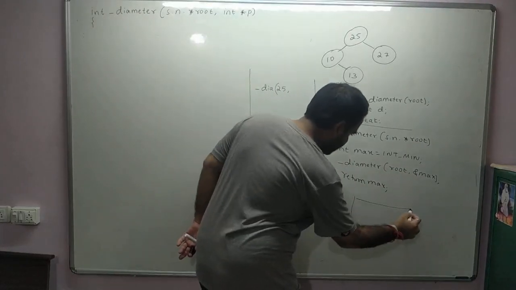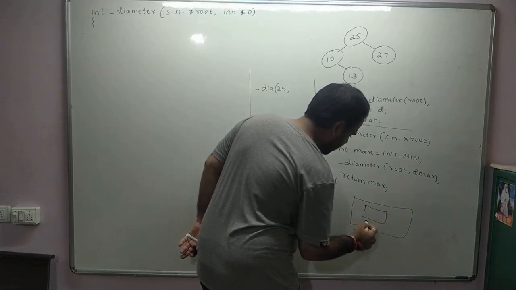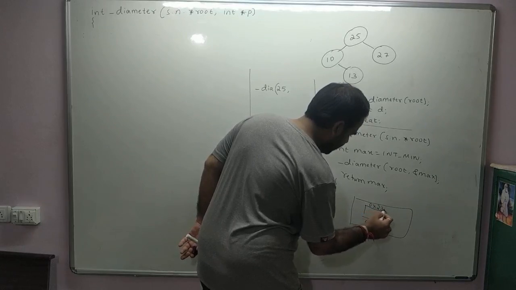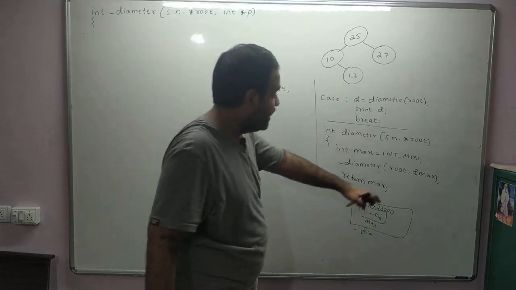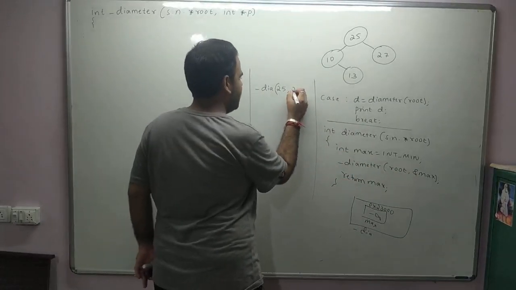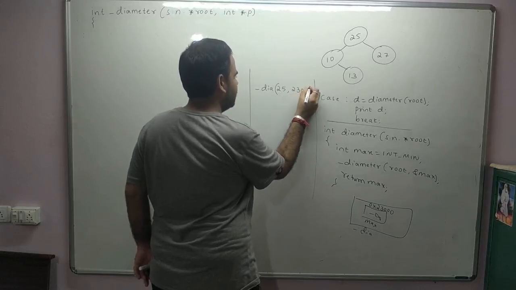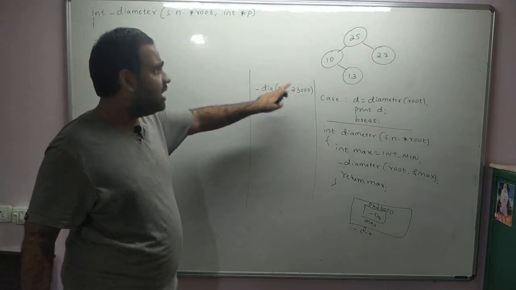Now this is the underscore diameter. There is one variable called max, and let the address of max be say 23,000. What is the value over here? Here it is minus infinity. Now ampersand max is copied to p. What is the ampersand max over here? It is 23,000, that's the address. Now this is the root, and this is the address p.